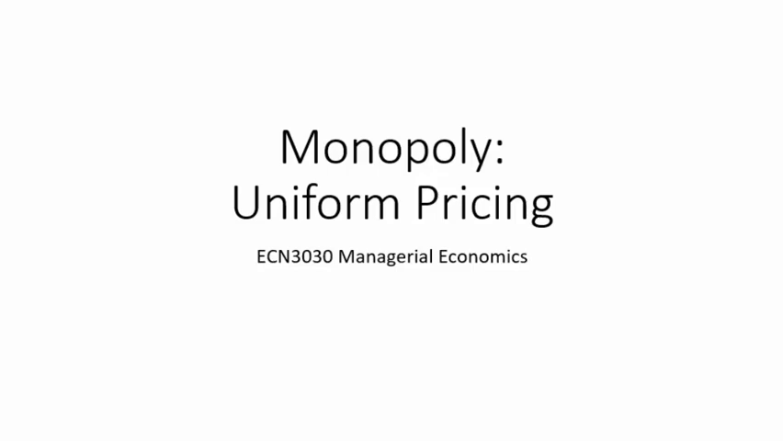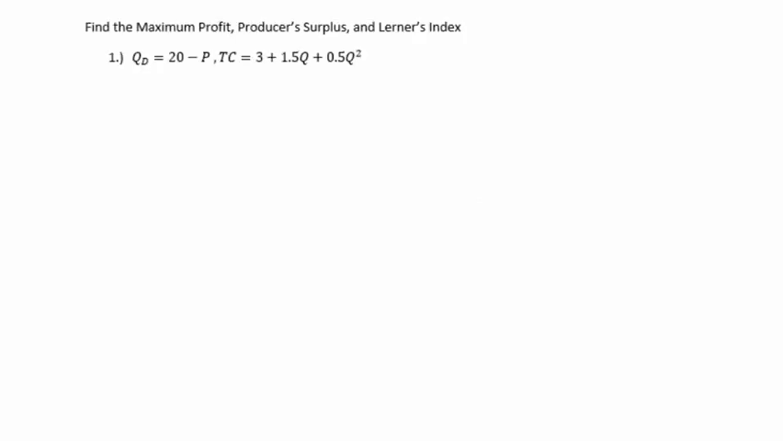In this video, we will be discussing monopolies, practicing uniform pricing, and how they profit maximize. So we have a problem here, and they ask us to find the maximum profit, the producer's surplus, and the Lerner's index. And they give us a quantity demanded function of 20 minus P, and a total cost function of 3 plus 1.5q plus 0.5q squared.